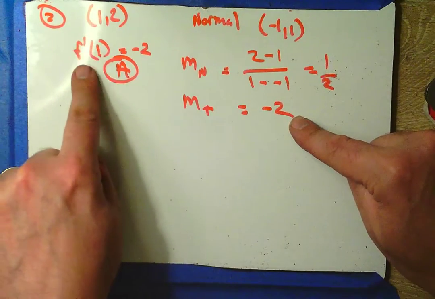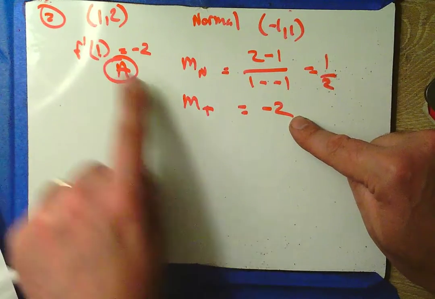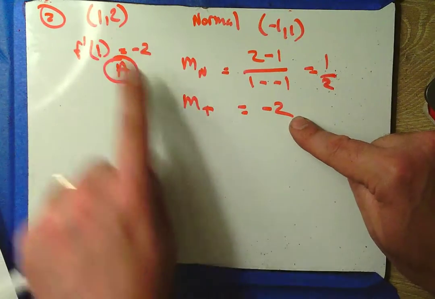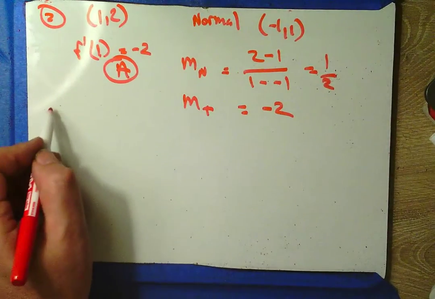And what's f prime mean? What's the slope of f at 1? Well, that's the same as the slope of the tangent at the point of tangency. So both of them would be -2. Let's take a look at 3.